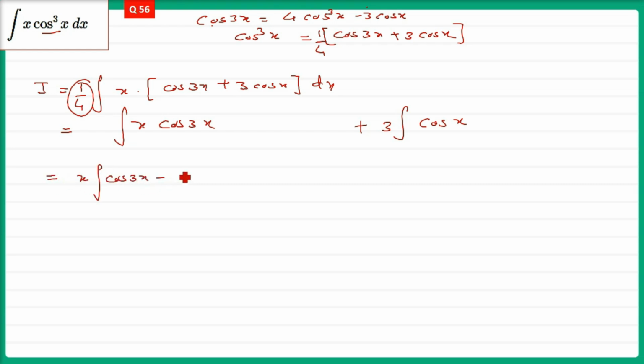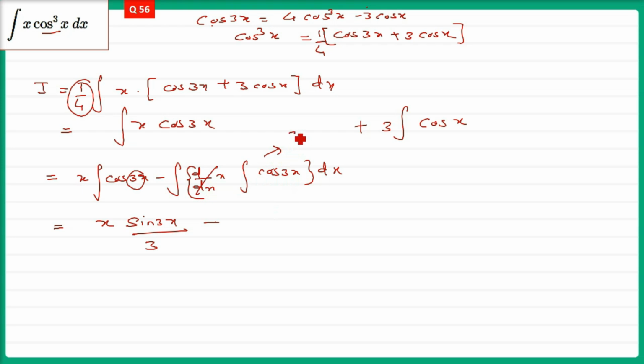So this first one, I'm applying the formula: x times the integration of cos 3x, minus the integral of d by dx of x times the integration of cos 3x, and the final dx integration will also be done. So x, what is the integral of cos 3x? It's sine 3x divided by 3, because you have to differentiate this 3x and then divide also by the constant. D by dx of x is 1. Integration of cos 3x will be sine 3x by 3. Then it needs to be integrated again. Integral of sine will be minus cos 3x divided by 3. 3 is already there in the denominator, so it will be cos 3x divided by 9. And this is the first term we have taken. 1 by 4 is already there.